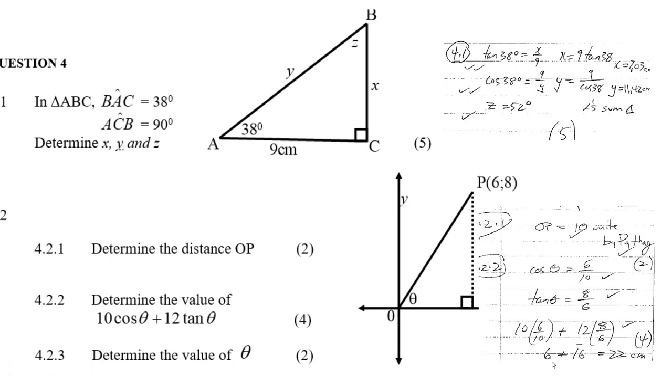The 10s will cancel. You get 6. But 12 divided by 6 is 2 times 8 is 16. 6 and 16, that's going to be 22 centimeters.